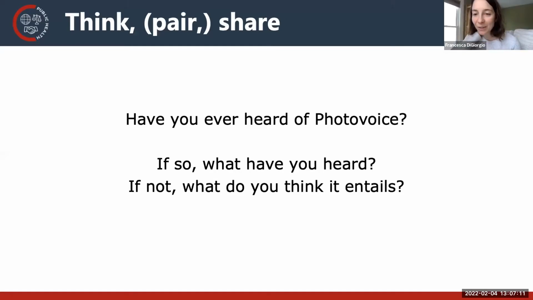I have heard of Photovoice. I haven't had the opportunity to put it into practice, but what stands out to me about Photovoice is it's very participant-led and focused on engaging participants in collecting the data themselves. Mm-hmm. Yep. So the critical purpose of Photovoice is to be participatory and to give voice to participants through photography. Awesome. All right.